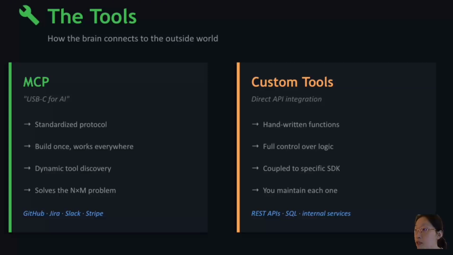MCP stands for Model Context Protocol. You can think of it as a USB-C connector that connects the foundational models with downstream tools, such as what we talked about, GitHub, Jira tickets, Slack, etc. So MCP is quite standard and model agnostic. But you can also build customized tools specialized for certain models or certain tools.